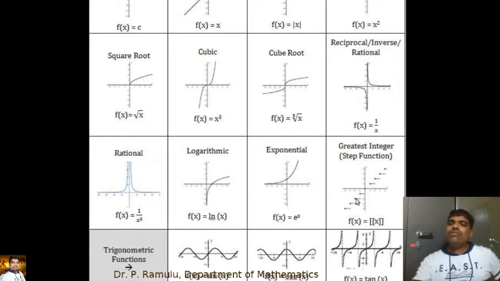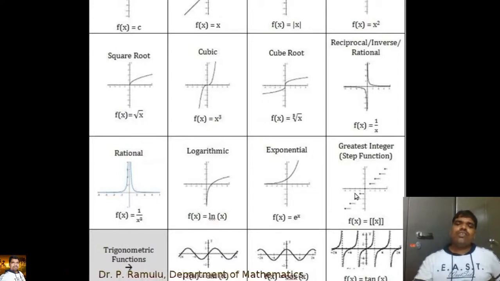In lecture 2 or lecture 3, we already discussed the integral part of a number. You can read how we define it like this. By this only, the graph is coming like this. This is the step function.